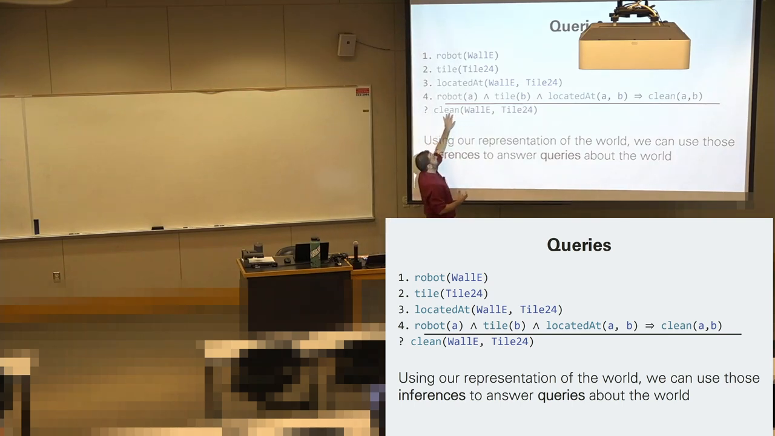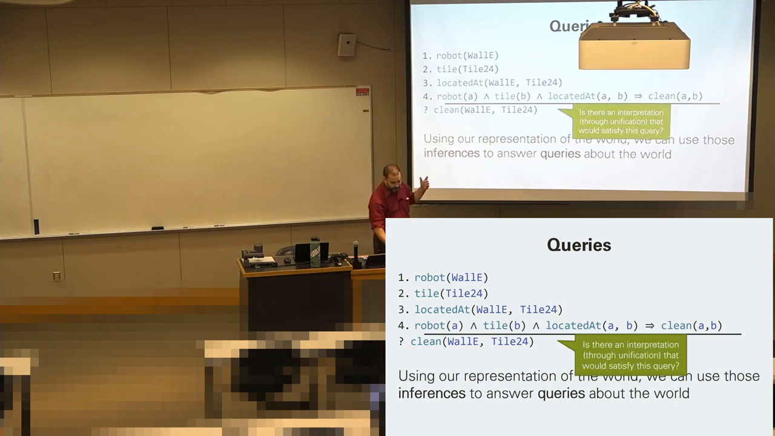Hey, clean Wally tile 24, or does Wally clean tile 24? And there's an entire rule set that I have built that has facts and rules to it. Specifically, what I'm looking at is, can I find an answer? Can I look at these and go, oh, I know that is a true statement, or I know that is a false statement? So how we start to go about this is, can I make substitutions in my rule set? Can I substitute, right, clean AB?